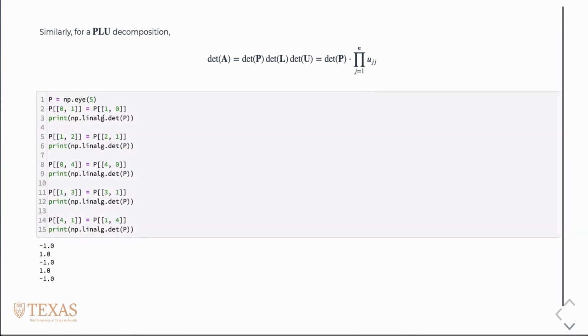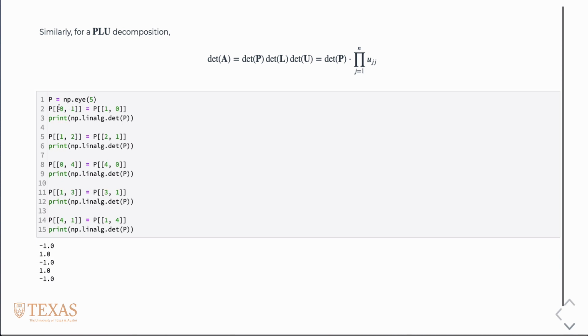If we have a PLU decomposition, where the ones on the diagonal of L are there, then it reduces to the determinant of P times the determinant of U, which may cause you to think that we also need to solve for the determinant of P somehow. But if you recall, P is just a permuted identity matrix. So let's see what happens if we take the identity matrix, make a couple of random permutations to it, and compute the determinant. For this, we'll use the built-in NumPy linalg determinant function.